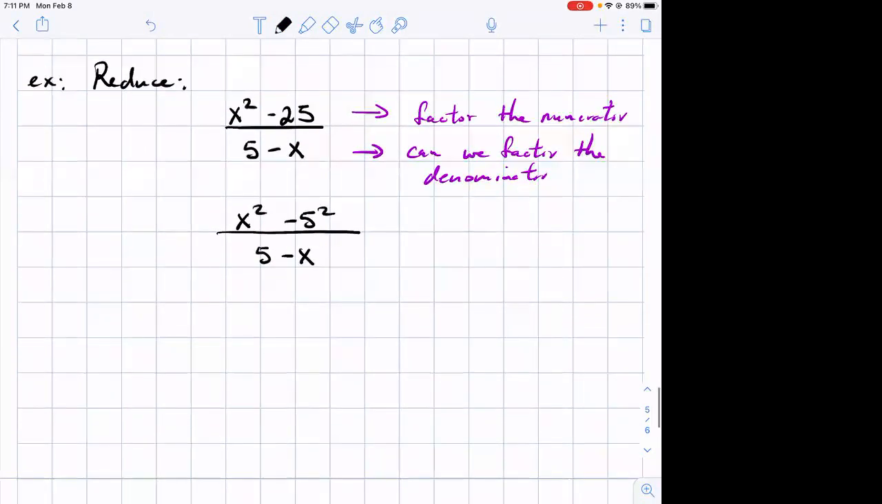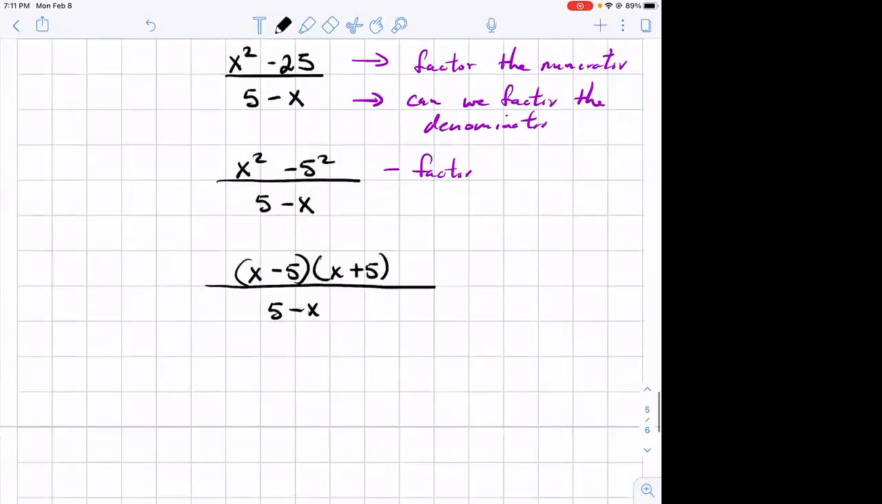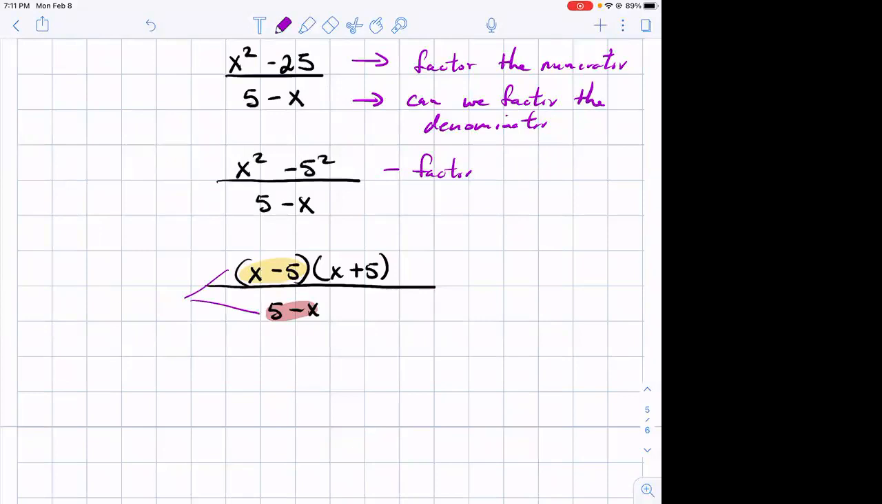So right now we cannot factor the denominator. There's no GCF. And now we can factor the numerator using the difference of squares: x minus 5 times x plus 5, divided by 5 minus x. But this here is not the same as this. These two things are different.